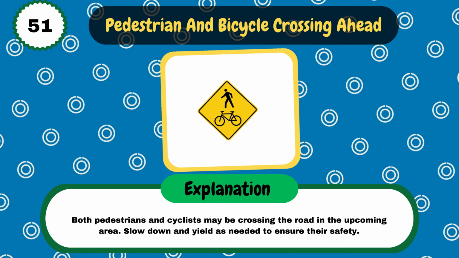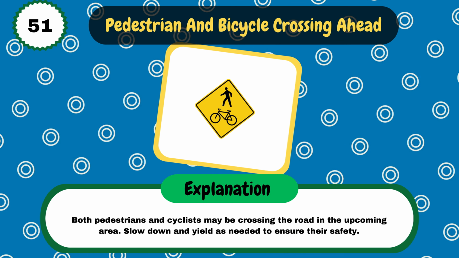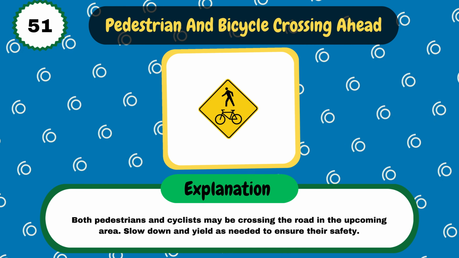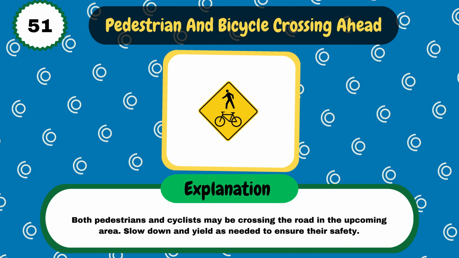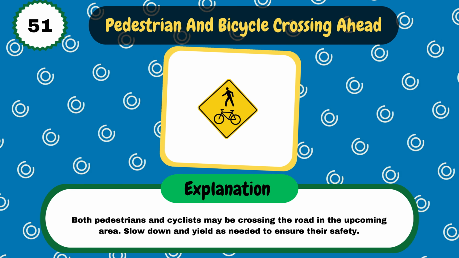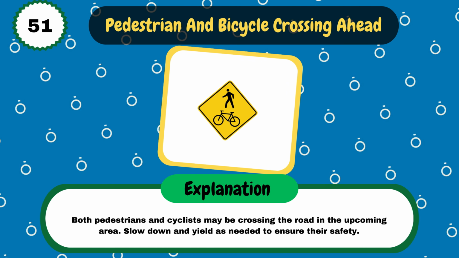This is the pedestrian and bicycle crossing ahead sign, and it means both walkers and cyclists may cross the roadway in the upcoming area. Drivers should watch for movement from both sides and be ready to yield to either type of road user.